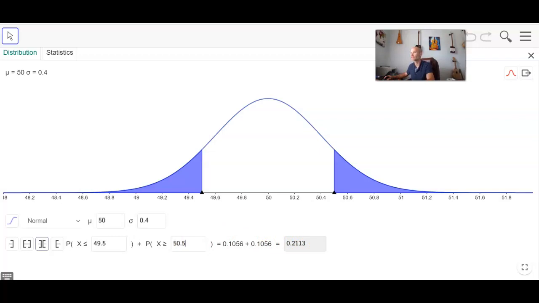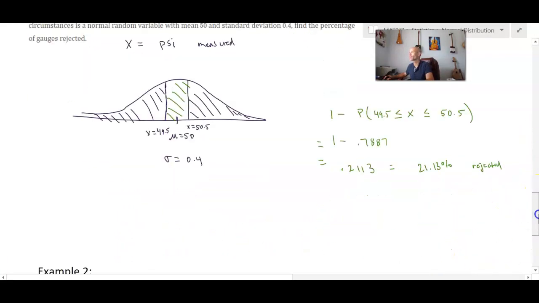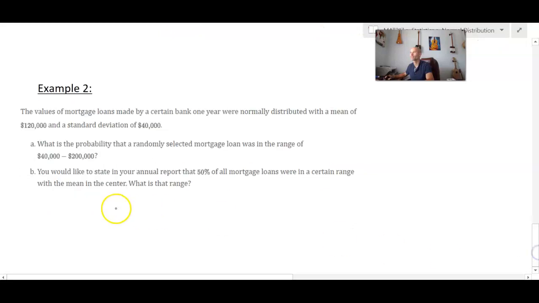Gives us exactly the same answer. So there's just under a quarter of the pressure gauges that will be rejected. They're not going to be within the required tolerance. Let's take a look at one more example.